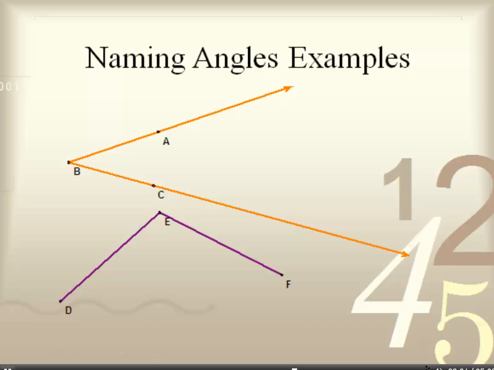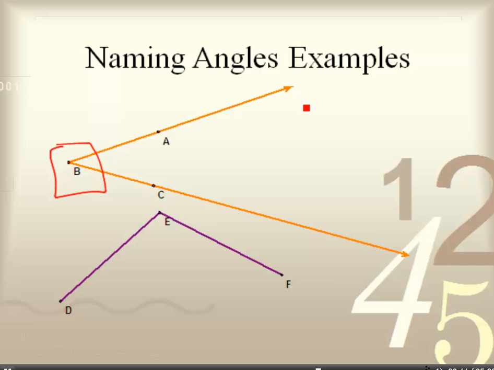To name these angles, first off, I really recommend that you're able to identify the vertex. In the top orange angle, the vertex is B. We know that because that's where the 2 rays are connected. B will have to be the middle letter.